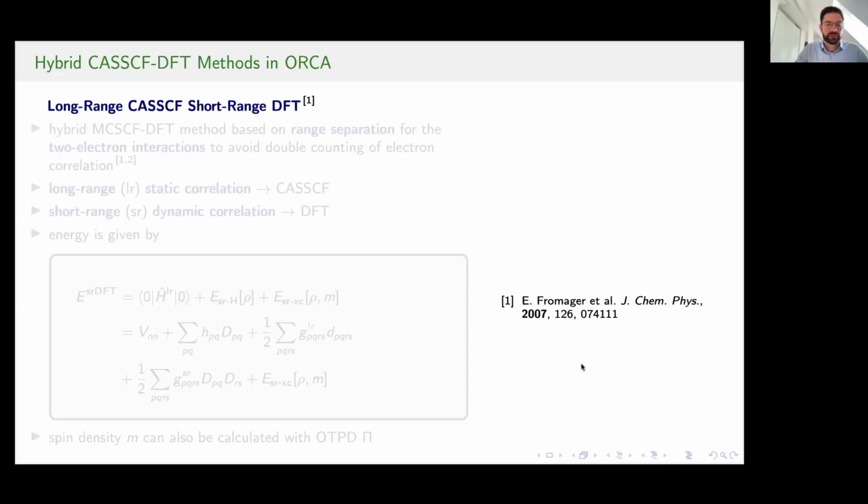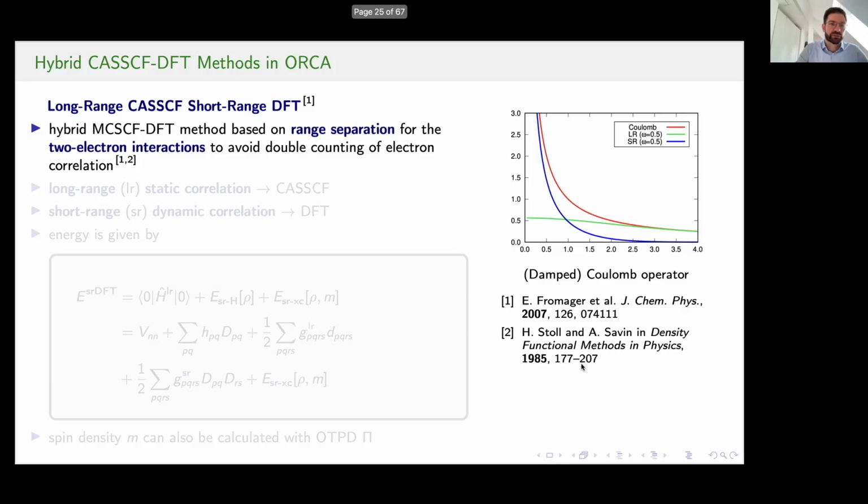The second method that we have worked on and now released with ORCA 6.1 is the long-range CAS-SCF short-range DFT method. This is a hybrid MCSCF-DFT approach that is based on range separation of the two-electron interactions. The long-range part of the wave function is described by CAS-SCF, which covers static correlation. Dynamic correlation, which happens when two electrons come close to each other, is described by DFT.